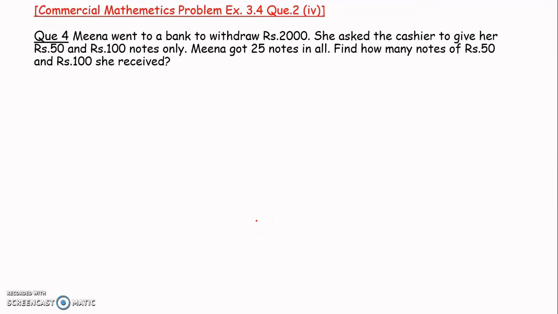Question number 4. Meena went to a bank to withdraw rupees 2000. She asked the cashier to give her rupees 50 and rupees 100 notes only. Meena got 25 notes in all. Total notes she got 25 notes. So how many notes of rupees 50 and rupees 100 she received?